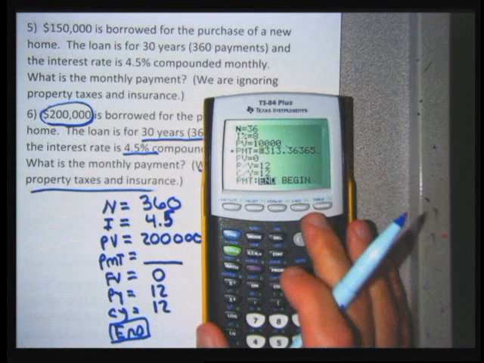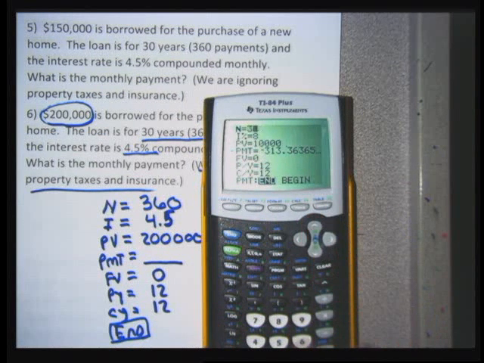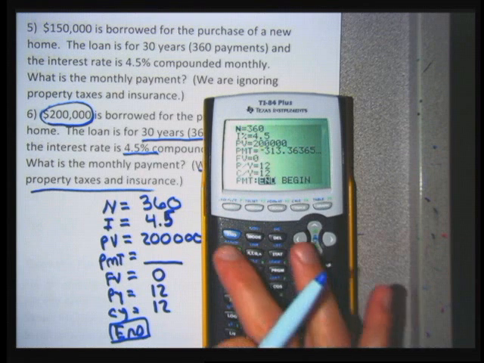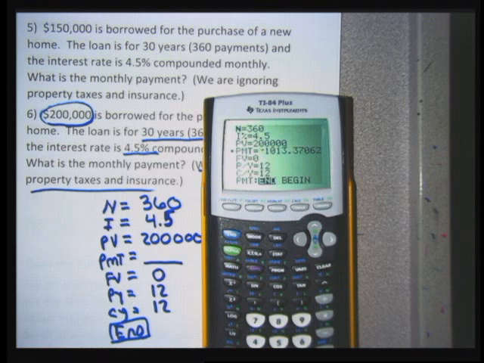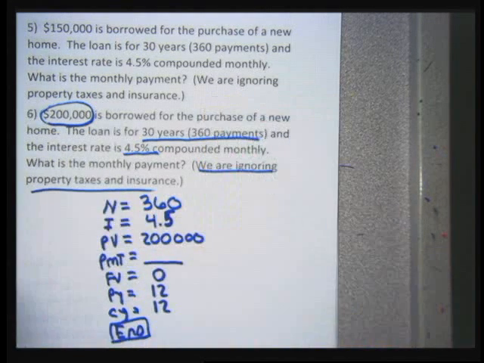So I'm going to scroll up, make the N 360, make the I 4.5, make the PV 200,000. Everything else is okay other than the payment, and I don't care what is in the payment because my calculator will type over it. So I have everything other than the payment in. My cursor is flashing on the payment. I hit the green alpha button and then I hit enter. And this gives me $1,013.37 per month.